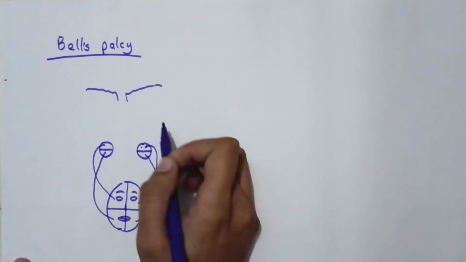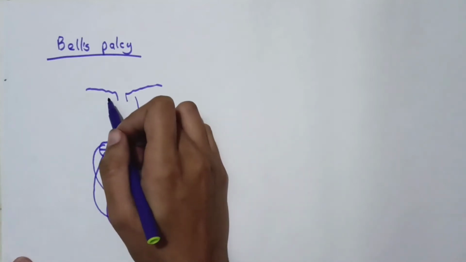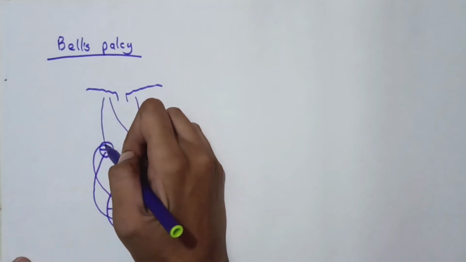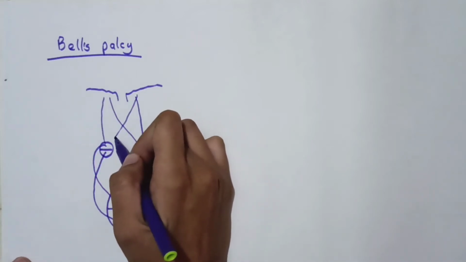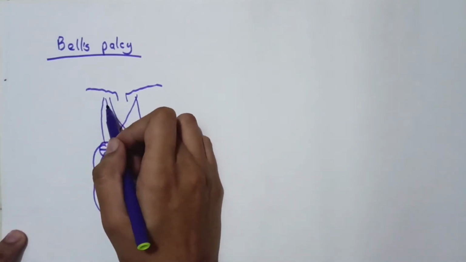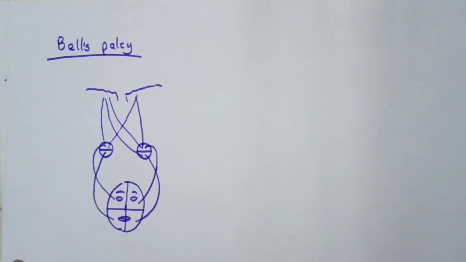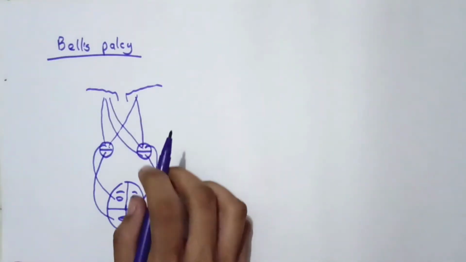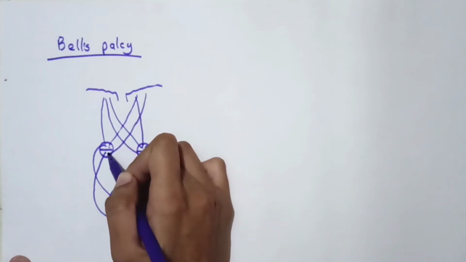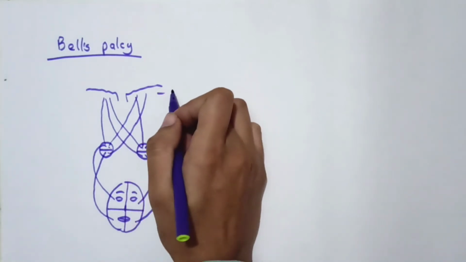Now if we talk about the fibers coming from this motor cortex, for the upper part we have one fiber coming from the same side and one from the opposite side. And for the lower part, we have only one fiber, which is coming from the opposite side, and not from the same side. So this is about the course of the facial nerve.